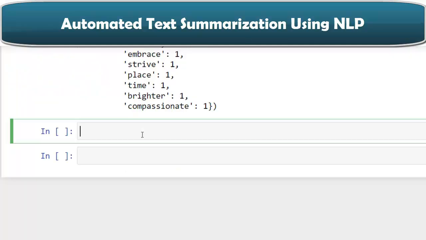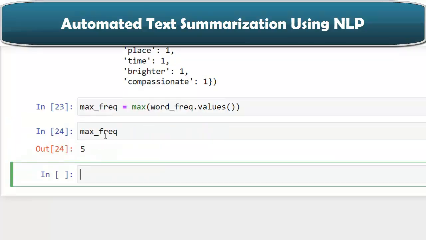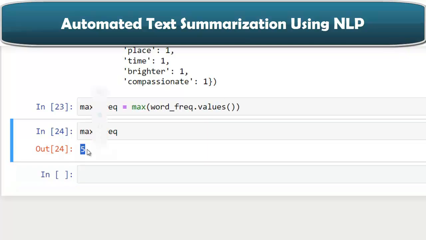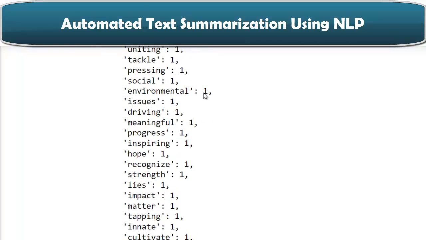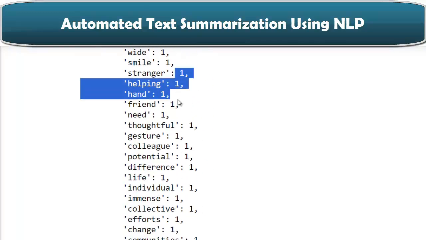Now let's find the maximum frequency. So max of word_frequency.values(). We want to find the maximum value from the values, and here max_frequency is equal to this statement. Let's execute this. Let's check. As you can see here, the maximum value is 5. So now let's normalize these values.